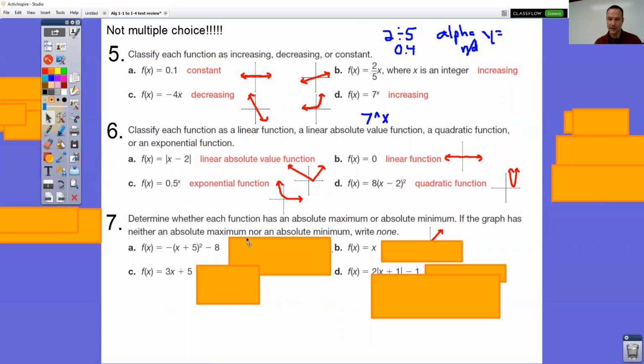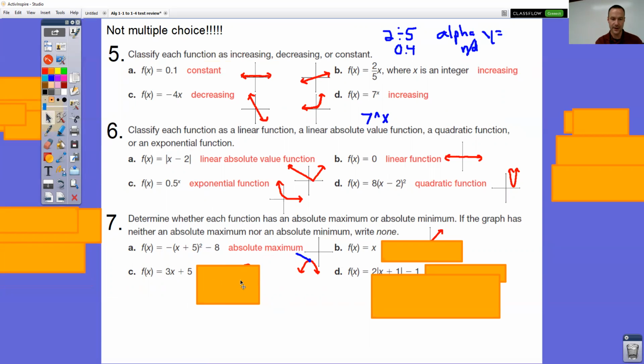In question number 7, determine whether it has an absolute maximum or minimum. Maximum would be the highest point. It would be that upside down U or V and have a highest point. That would be the maximum. Minimum would be a U-shaped graph, so it would be the bottom point. If it has neither an absolute min or max, write none. So you would type these into your calculator exactly how they are. In this first one, letter A, you would get this graph. That is the highest point right here. This is the highest point, so this would be a maximum.